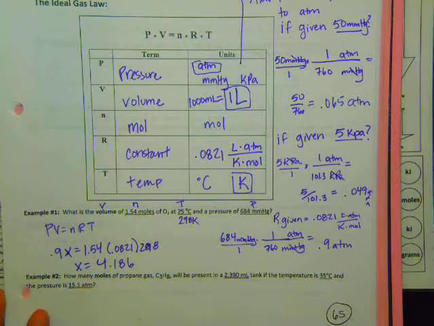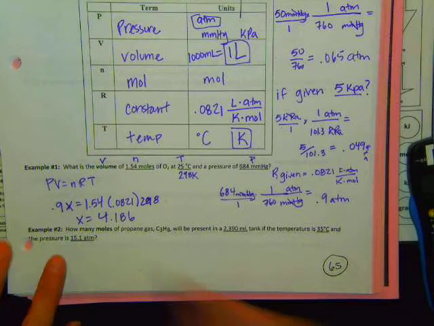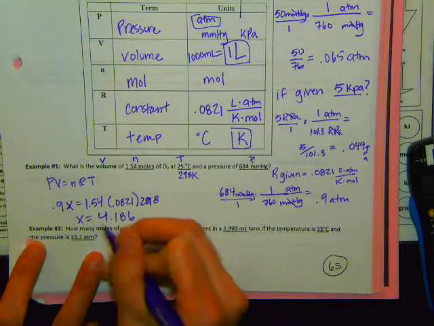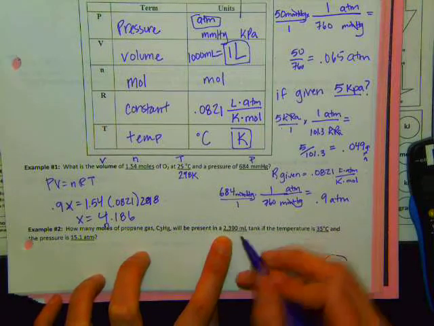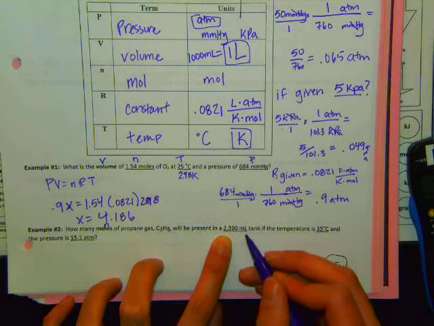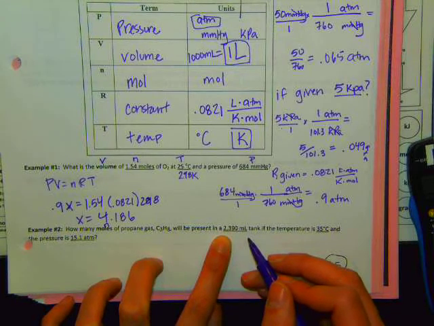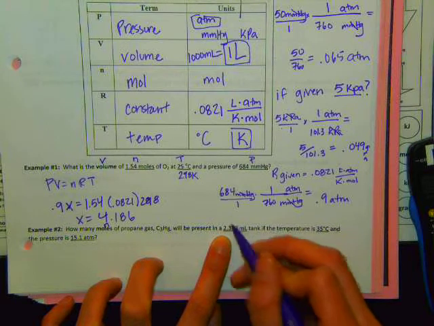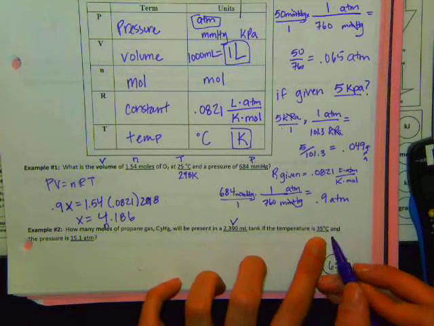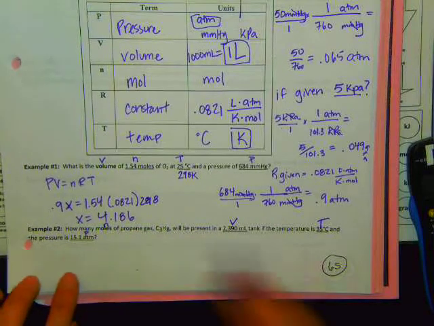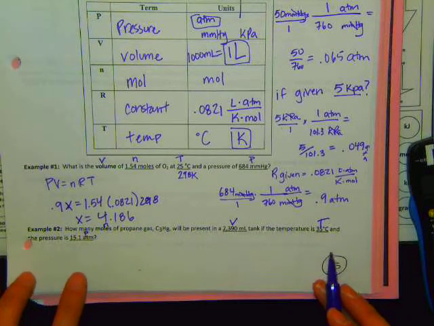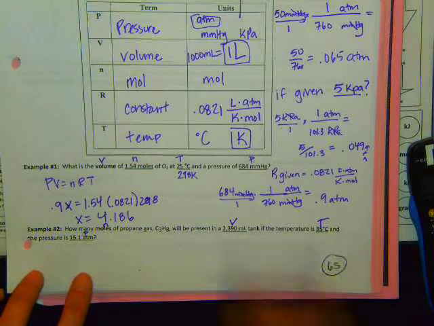Let's look at the next one. And then you guys are going to work on the back page. Let me just do one more example. So how many moles, so that's an N, of propane gas will be present? Milliliters, what unit is that in PVnRT? V. Temperature, so this is a T, and the pressure, so P. Is there anything wrong with my units? Tristan? Change the temperature to kelvins.